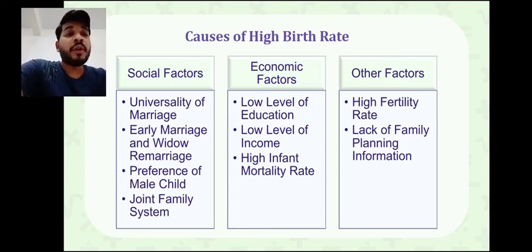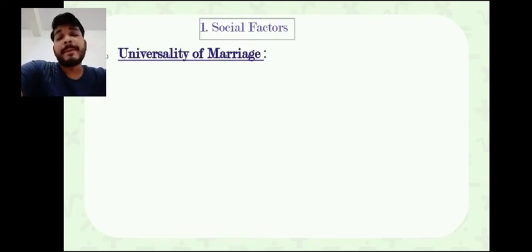So all these factors are there, and because of that we are now facing high birth rates in our country. Today's topic is that we are going to learn about the 4 points under the social factors which cause high birth rate in our country. So let's start with our first point, that is universality of marriage.